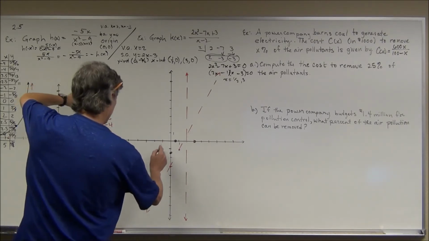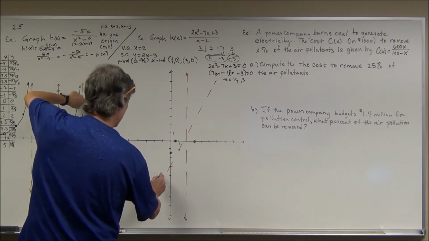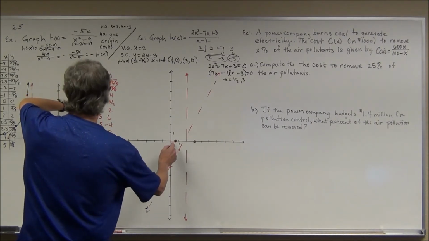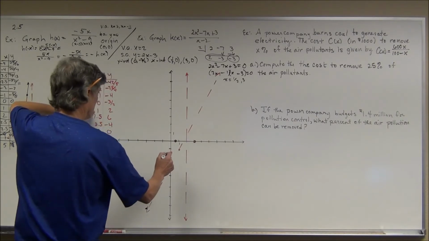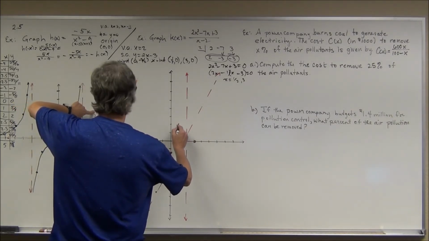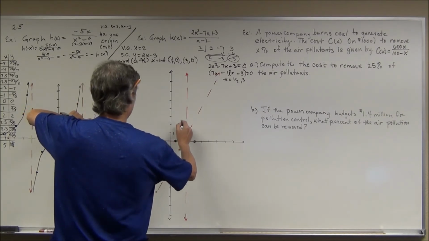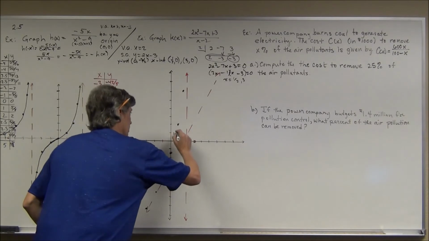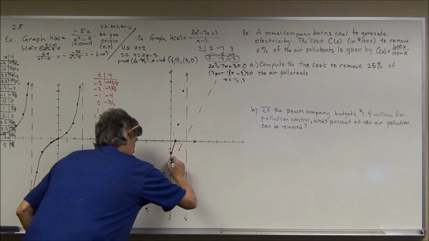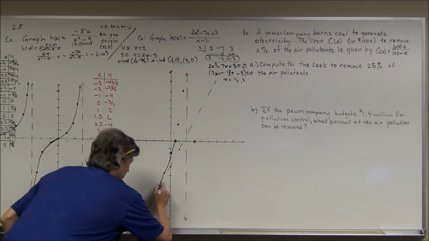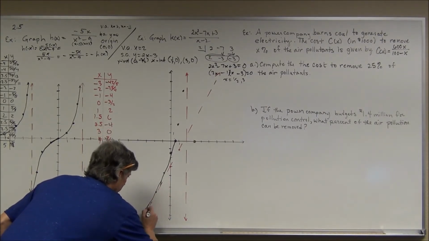-1, -4. 0, I've got that. I've got 1, 2, 1.5, 3, 4, 5, 6, and I think that's going to have to do it. So here we go. Does not cross this asymptote.